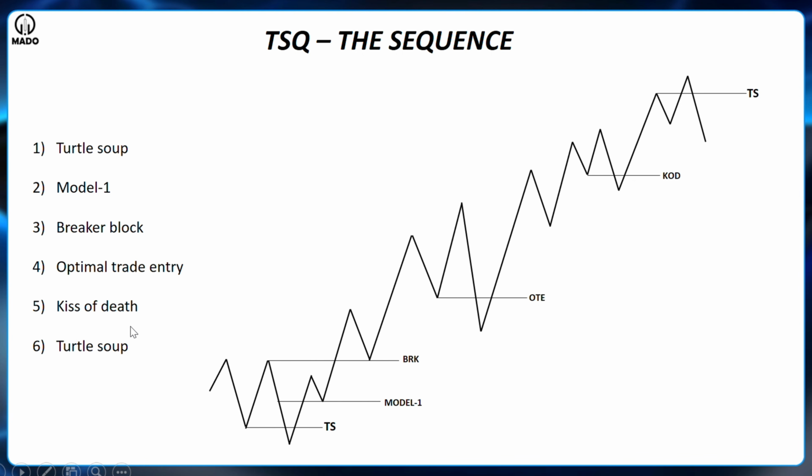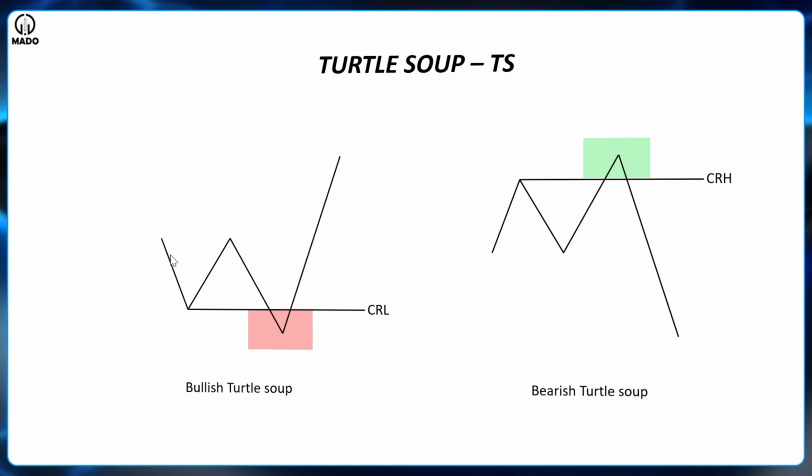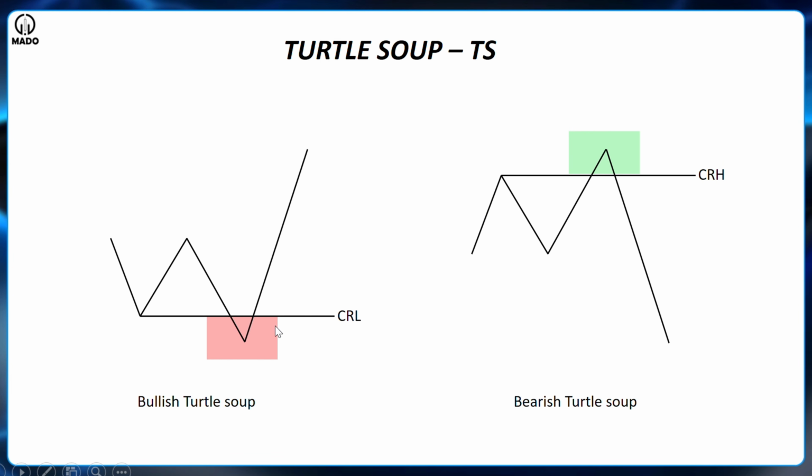All right? So the first phase of TSQ is turtle soup, and without it, TSQ doesn't even begin. Remember this: TSQ starts with turtle soup and ends with turtle soup. Now, what exactly is turtle soup? The name actually comes from a little twist on trading history. Back in the 1980s, Richard Dennis and William Eckhardt trained a group of traders known as the Turtles. Their strategy was all about trading breakouts, catching the move as price broke old highs or lows, but the turtle soup does the complete opposite.